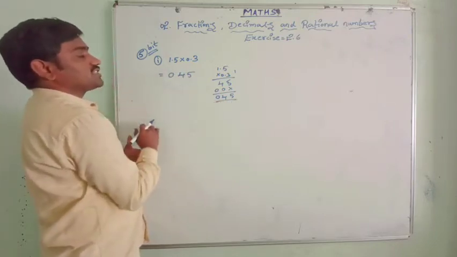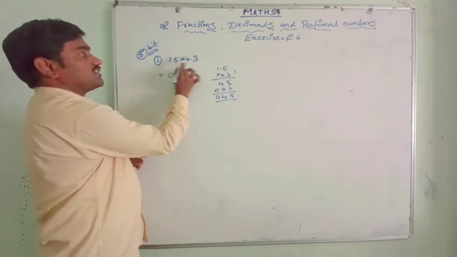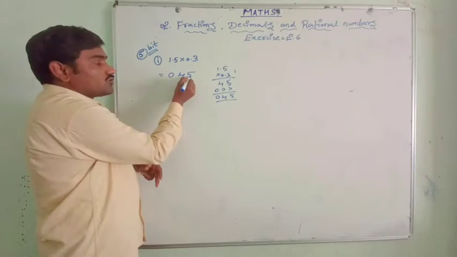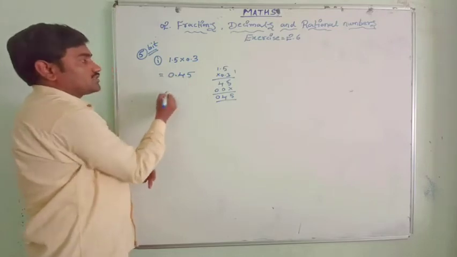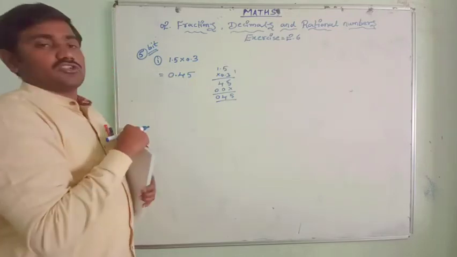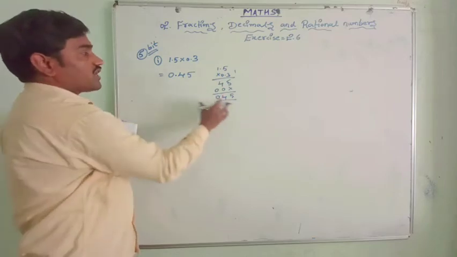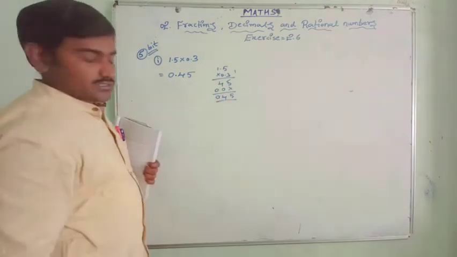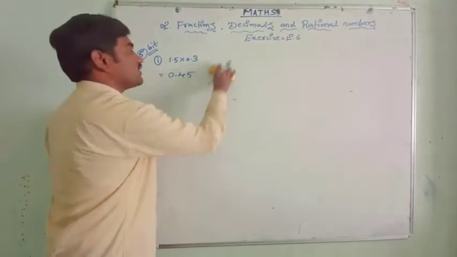Then how many decimal digits are there that we need to count? Here one decimal digit, here one decimal digit. Completely 2 decimal digits that we have to count from the right side, that is 0.45. 0.45 is the answer. This rough work is also very important here. Yes, rough work you also need to do. Every time I will draw the rough work, but you need to write it.